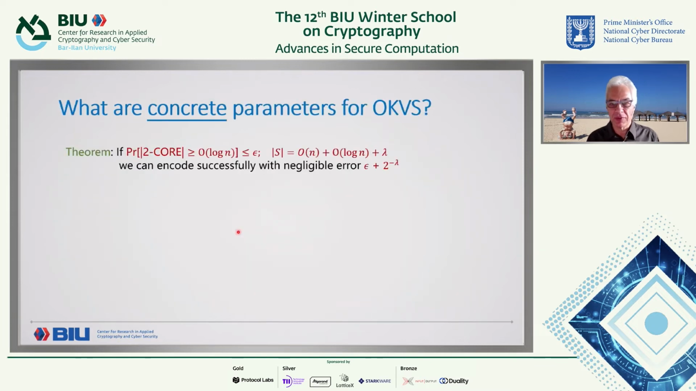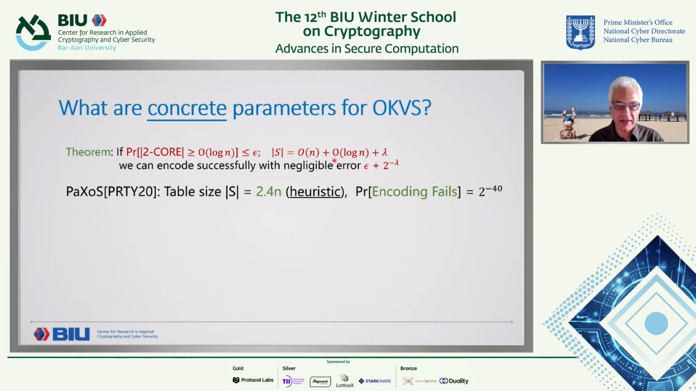So the problem is, this great system, I want to implement it. And I have this theorem, and I know that if the size of the 2-core is order of log n except with probability epsilon, then I can use a table of size order of log n plus order of log n plus lambda, and it's going to be successful. And the failure probability is epsilon by 2 to the minus lambda. That's great. What are the constants here?